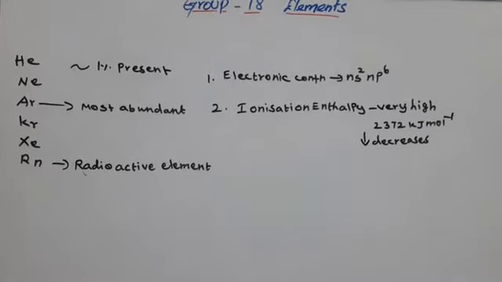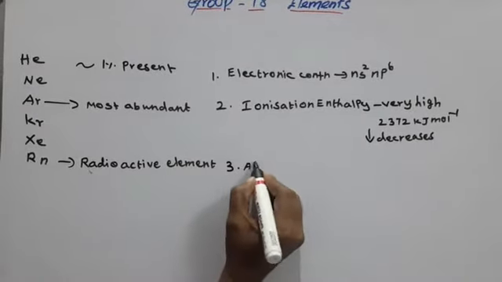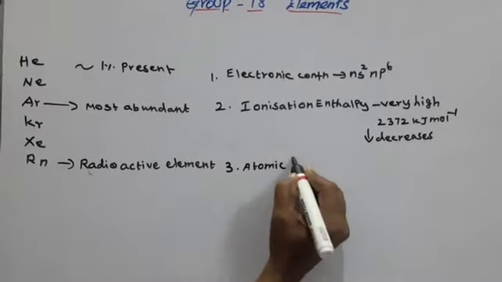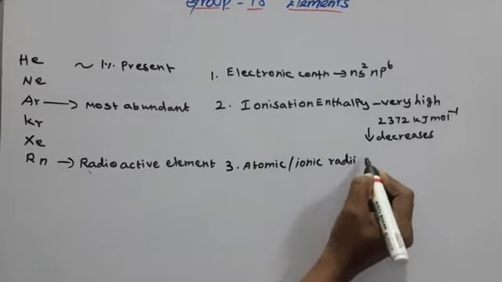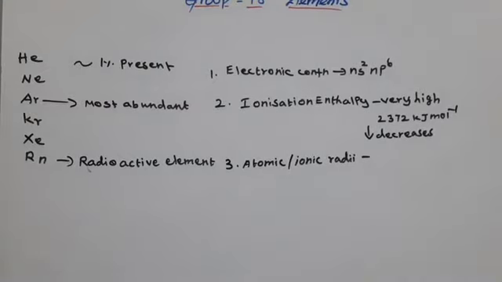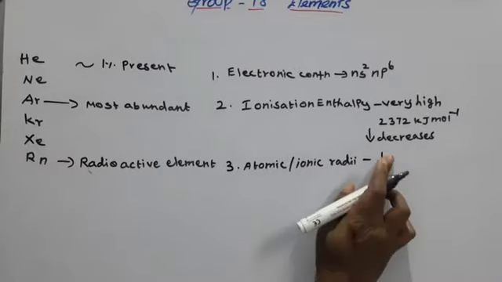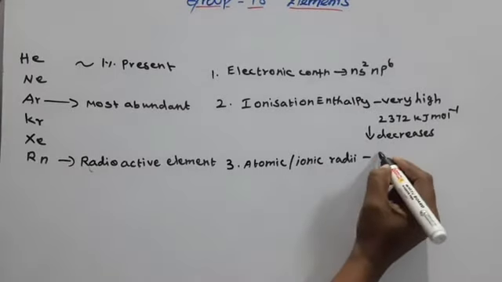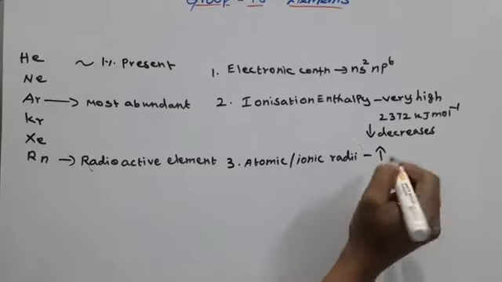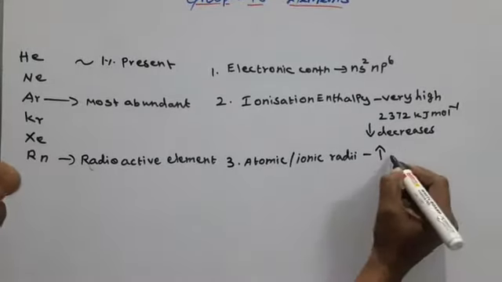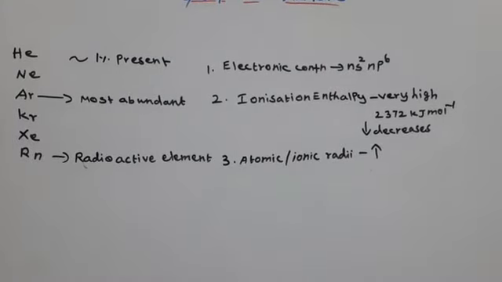The third property is atomic and ionic radii. Down the group, atomic and ionic radii increase, because the number of shells increases. So down the group atomic and ionic radii increase.